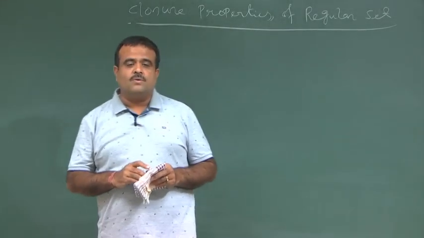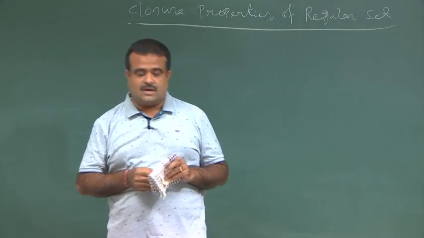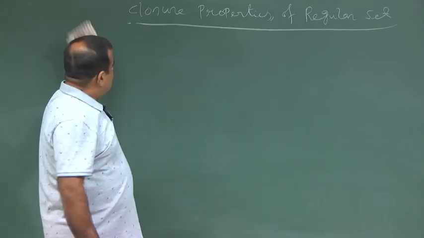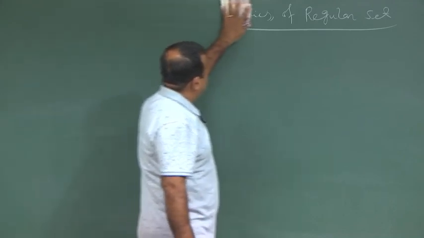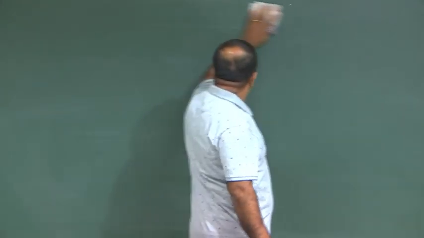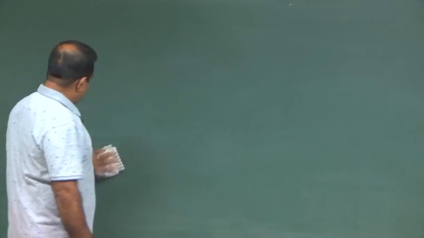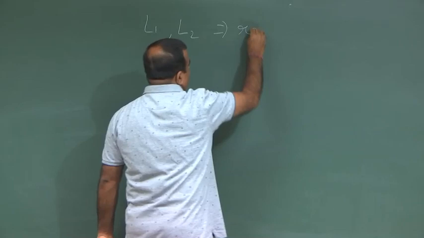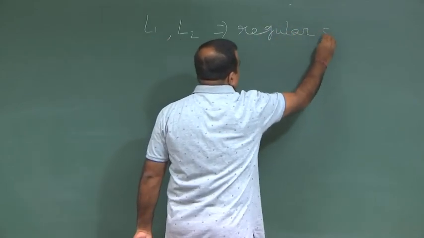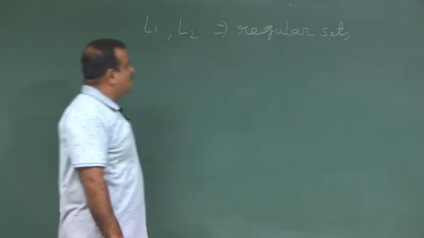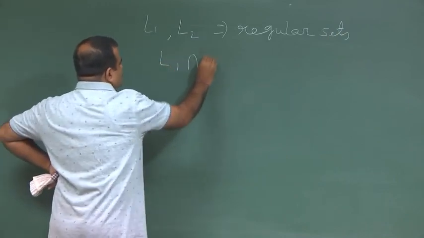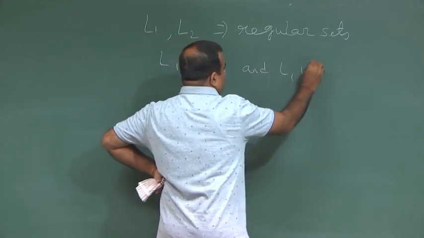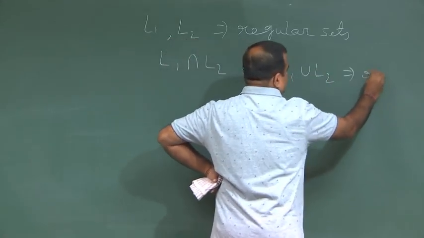Okay, so we are talking about the closure properties of regular sets or regular languages. We have seen that the regular set is closed under union, intersection, and concatenation also. If you have two regular sets or regular languages L1 and L2, in the last class we have seen L1 intersection L2 and L1 union L2 are both regular.